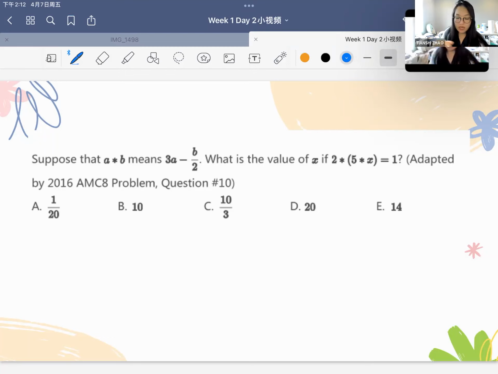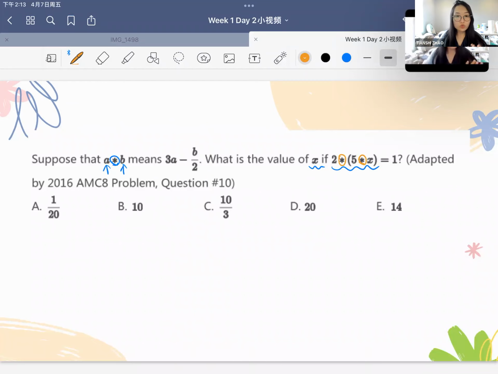Instead, it tells us that this thing means that we need to times 3 on the first part of the algebraic expression, and we need to minus the second thing divided by 2. So this is the value of the algebraic expression, and we need to calculate what is the value of x if the whole thing equals 1. So here we can see that there are two parts, right? It's 2 star thing, and then 5 star x, right?